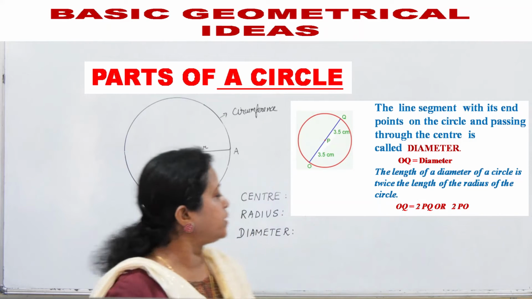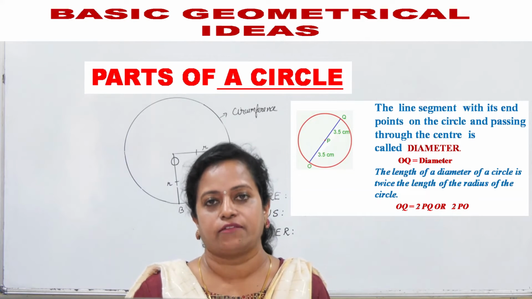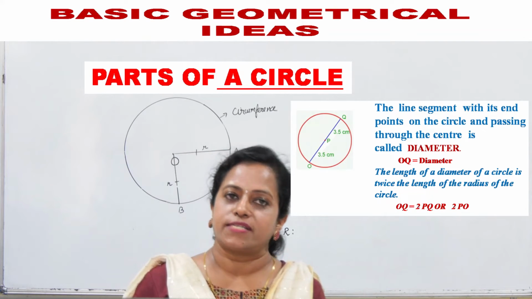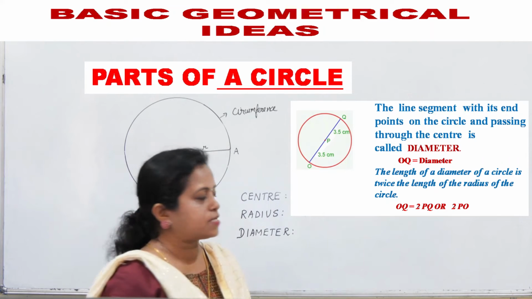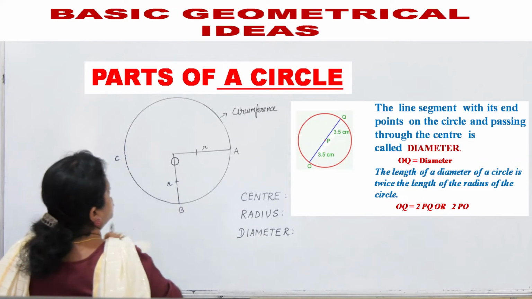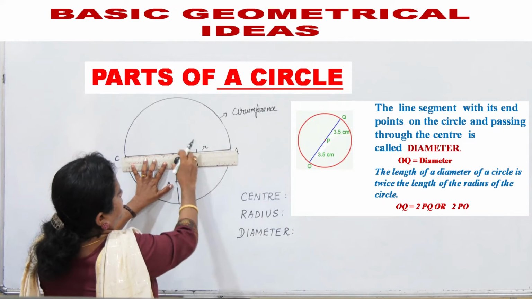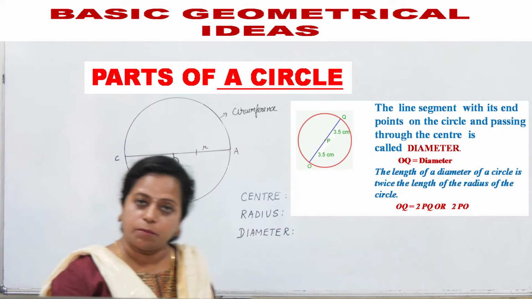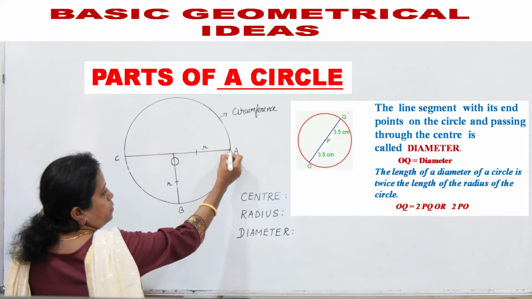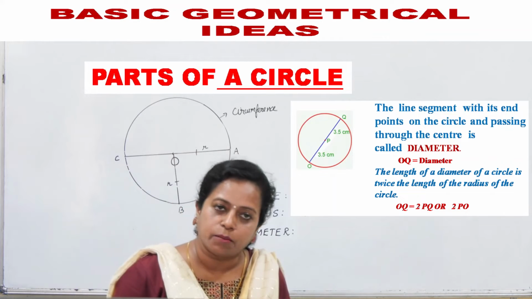The line segment with its endpoints on the given circle, and which passes through the center of the given circle, is called the diameter of the circle. For example, if I take another point here, C, and join, this line segment CA is called the diameter of the given circle. Why? Because this line segment has its endpoints on the circle and it passes through the center O. So it is called the diameter of the circle.